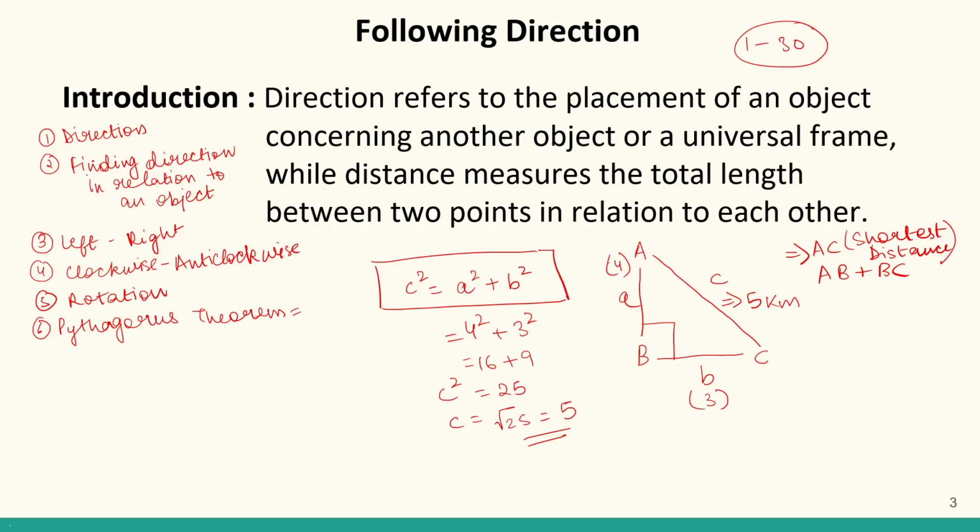So in total, we use 6 concepts. We use the concept of basic directions. We use the concept of finding directions in relation to an object. We use the concept of left and right. We use the concept of clockwise and anti-clockwise. We use the concept of rotation. And then we use the concept of Pythagoras theorem. So this is all that is there in following directions.